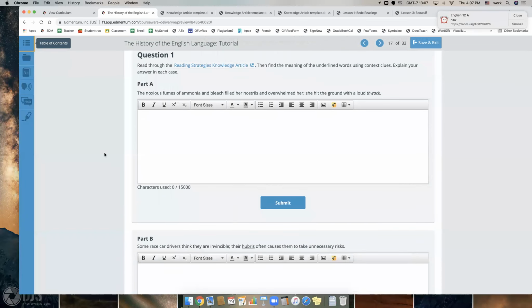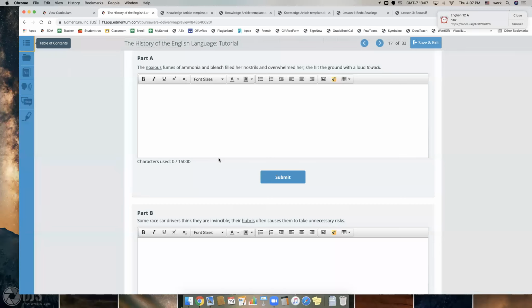So let's at least go over this first one. I will talk to you about it, and then I'll show you what the sample answer says, because why not? But I just want you to get that idea of what these look like and what the process is. So the word we're looking at is noxious: fumes of ammonia and bleach filled her nostrils and overwhelmed her. She hit the ground with a loud thwack.